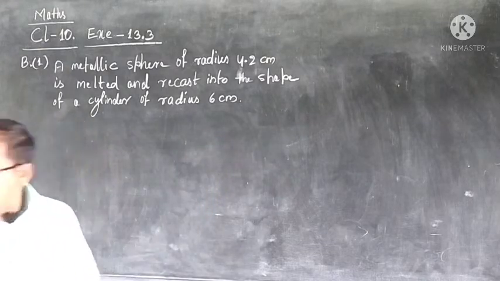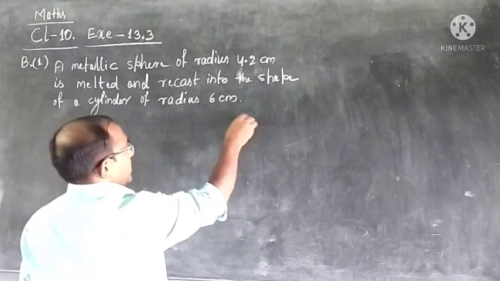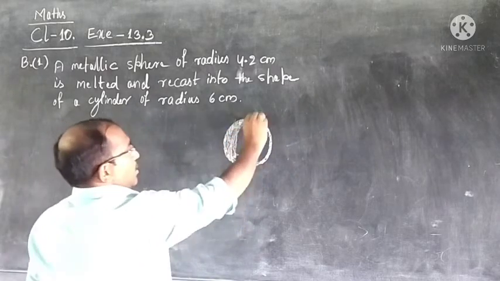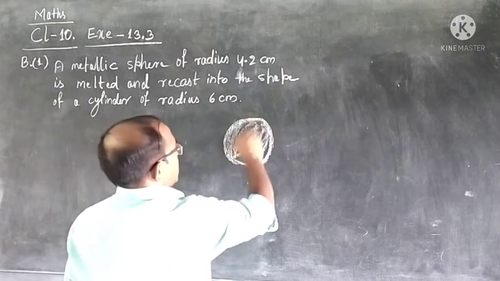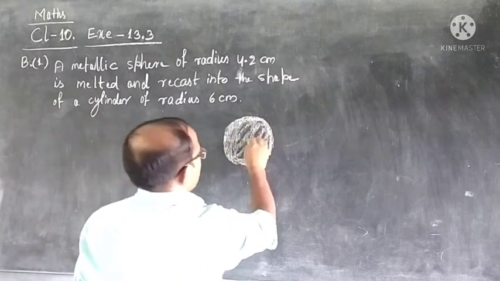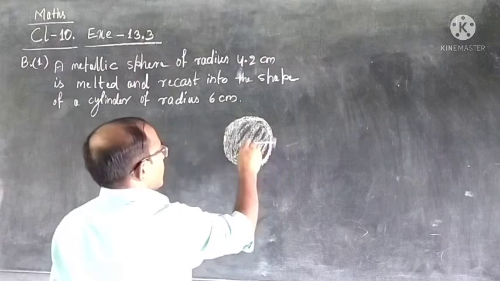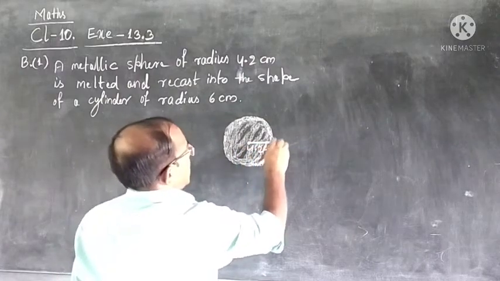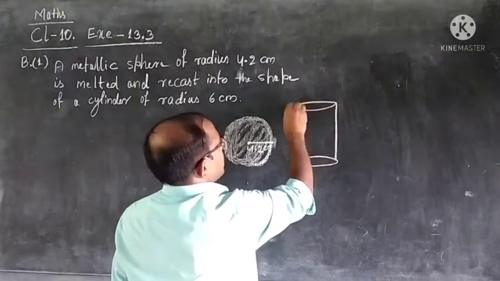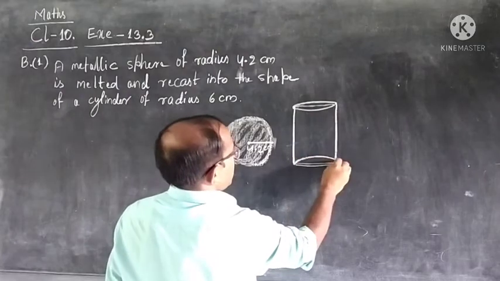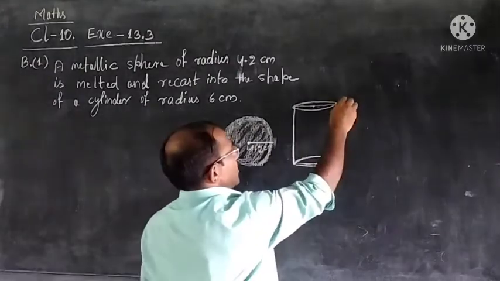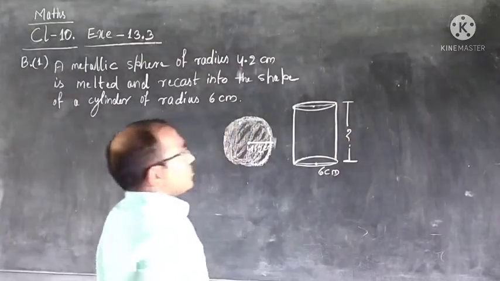So, what is happening here? We have a sphere and this is going to be melted. The radius of the sphere is given, this is 4.2 centimeter, and with that available metal in the sphere, we are going to make a cylinder. The radius of the cylinder is 6 centimeter. So, what will be the height of the cylinder? We have to find out.